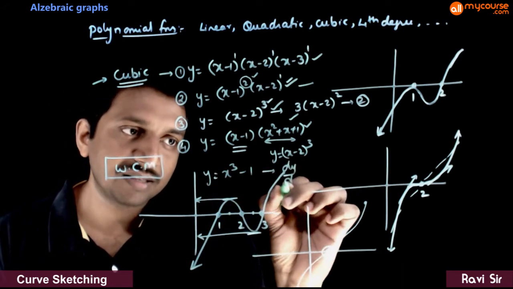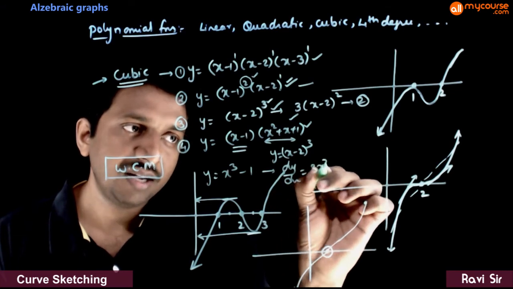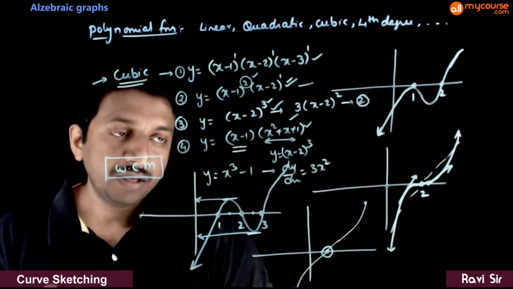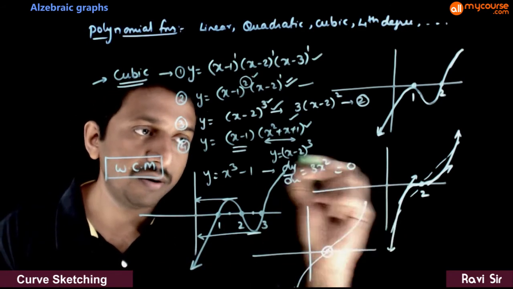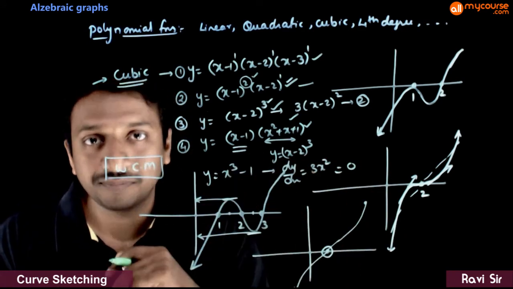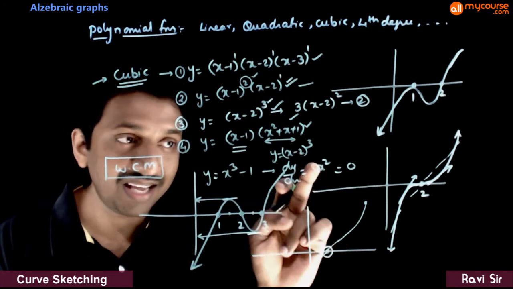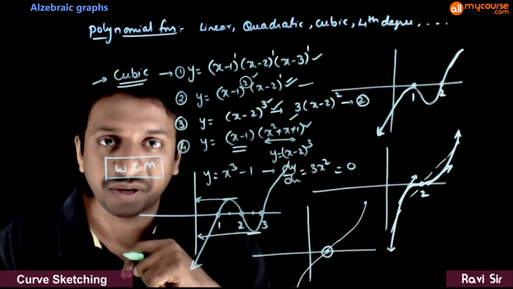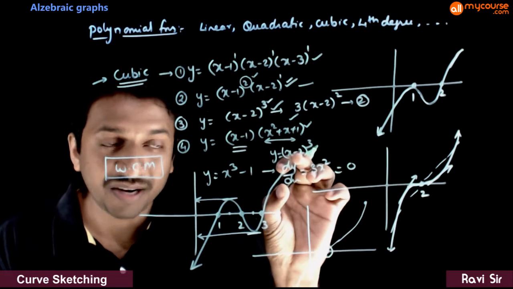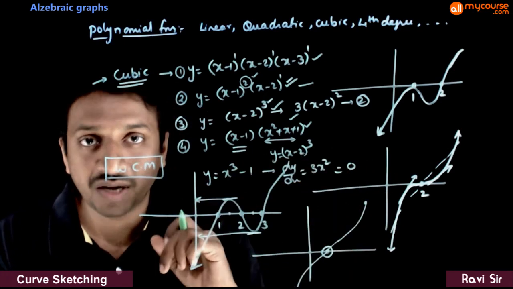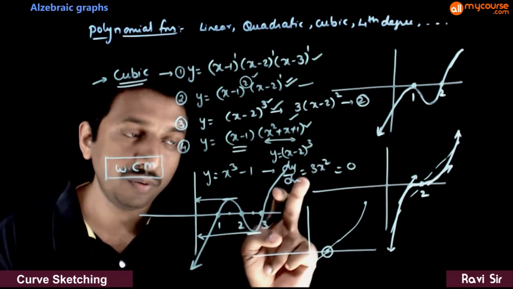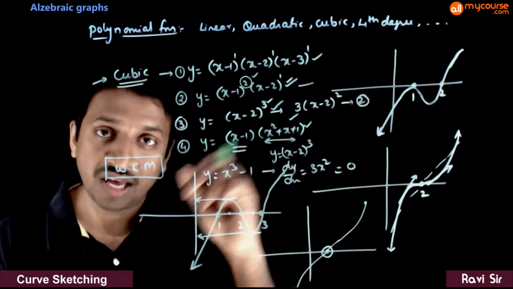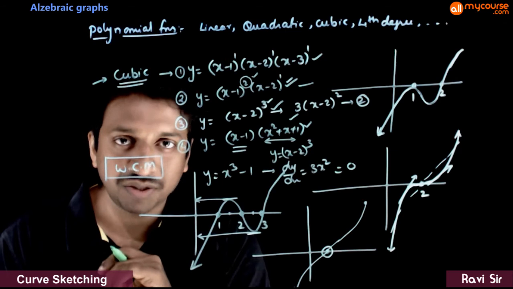dy by dx is 3x square again. So dy by dx is equal to 3x square equated to 0. So you get x is equal to 0. And as you can see, x is equal to 0 is an inflection point, because dy by dx is positive in the positive neighborhood of 0 as well as the negative neighborhood of 0. So if you draw the graph more carefully, the graph looks like this, that's okay.